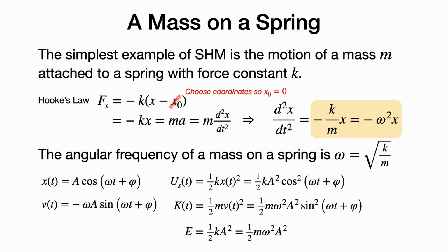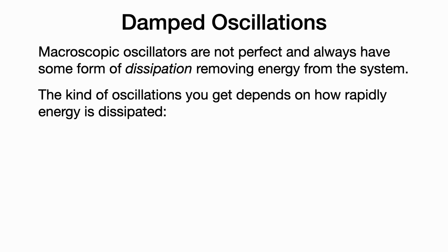It's independent of time. Of course, macroscopic oscillators are not perfect and always have some form of dissipation removing energy from the system. The loss of energy does not affect the frequency of the oscillations, but it does cause the amplitude of the system to decrease with time. The kind of oscillations you get depend on how rapidly energy is dissipated.